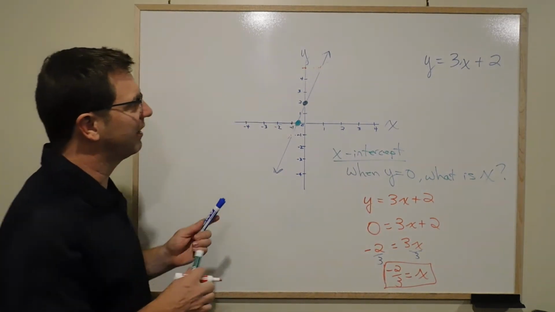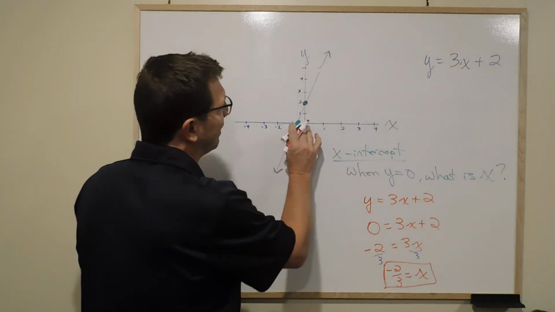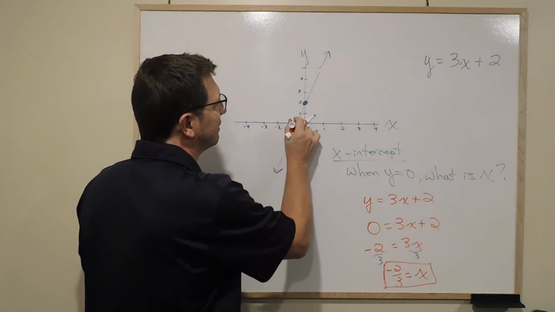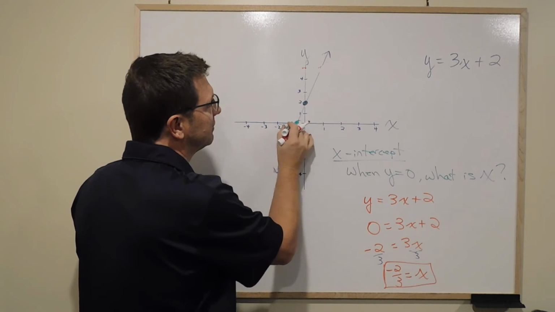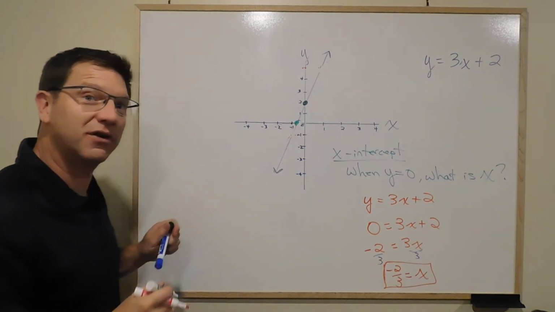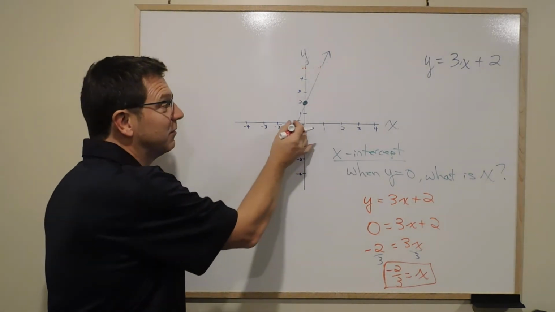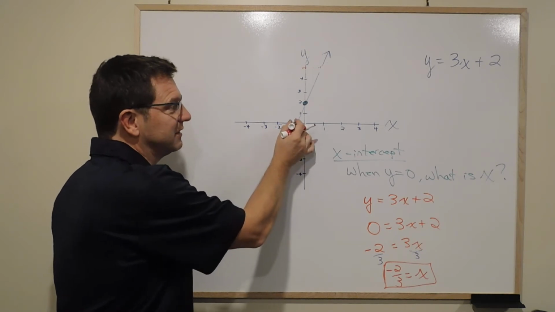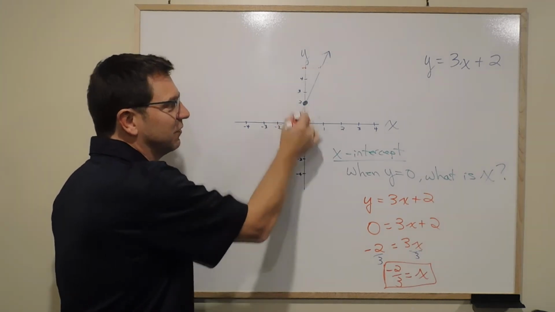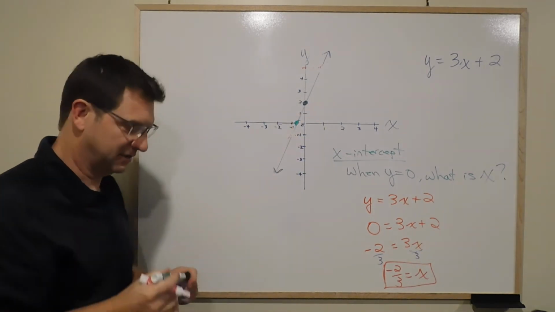Well, how did that plot? Well, yeah, I kind of messed it up over here. It's actually over here a little bit. So between 0 and 1, that is negative 2/3. It's 2/3 of the way between 0 and 1. So x is negative 2/3, and then y is 0. Y doesn't go off the axis.